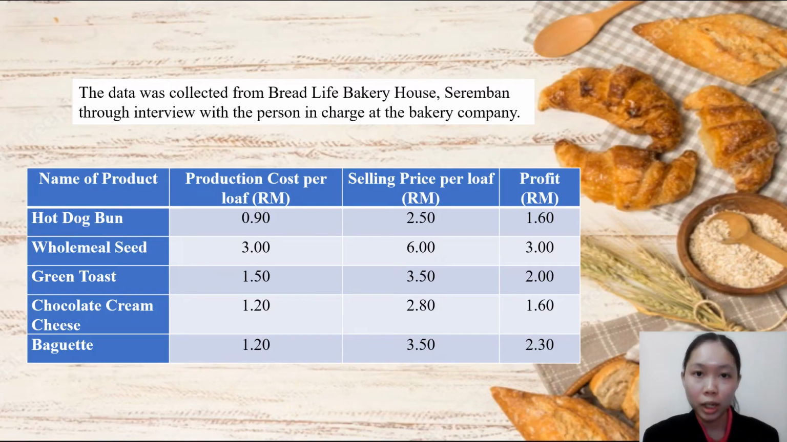In this project, in order to obtain the data for the products, we did an interview with the person in charge of the bakery company. We needed to know what the best-selling breads in the bakery company are. The products include hot dog buns, wholemeal seed, green toast, chocolate cream cheese, and buckets. This is the production cost and selling price of each product and their profit.